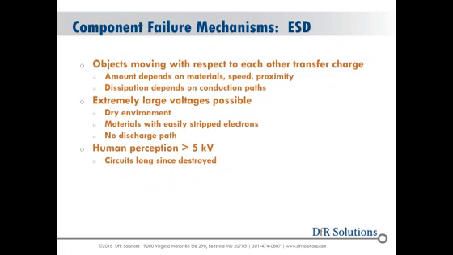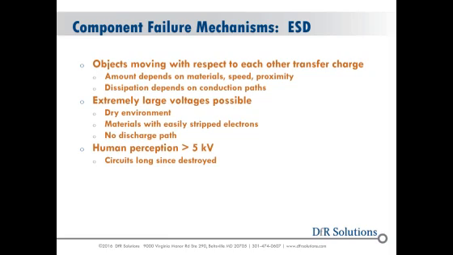So what are the kinds of failure mechanisms? ESD is when objects moving with respect to each other transfer a charge. The amount of the charge depends on the materials involved, the speed, and how close these materials are to each other. And then their dissipation depends on the conduction paths involved. You can get extremely large voltages. The drier the environment, the worse the probability of some sort of an ESD event.